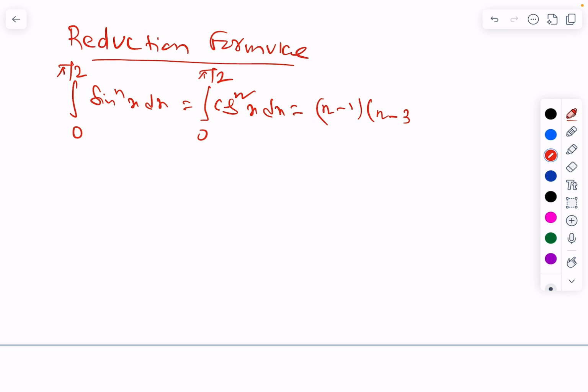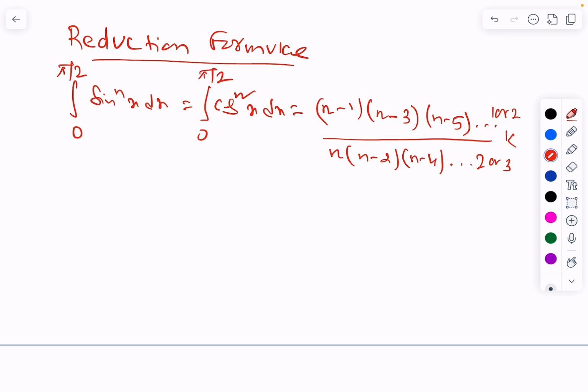then n minus 3, then n minus 5, and so on. And here n, n minus 2, n minus 4, and so on. Here we have 1 or 2, and here we have 2 or 3, and multiply with k.